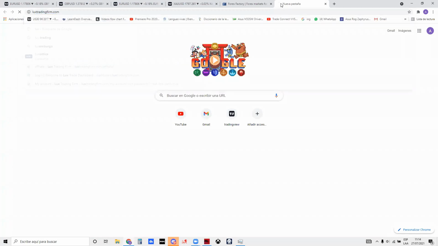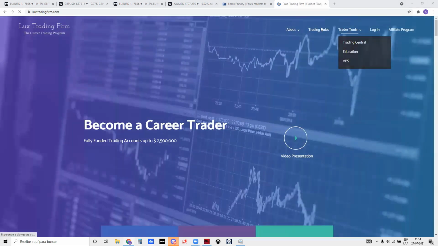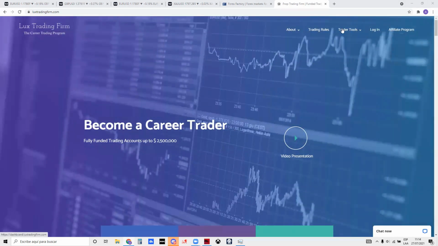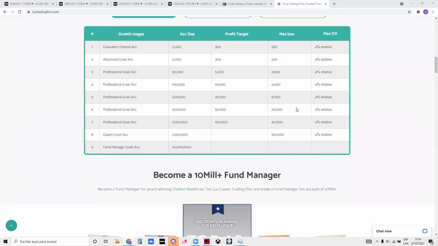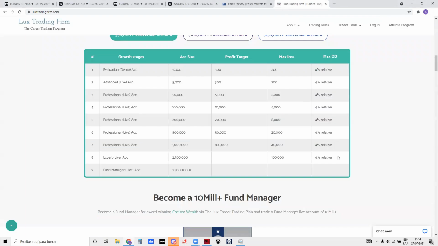This is not the best prop firm at all, but at least this was a free account. The bad thing about this is that you have 4% relative drawdown. Okay, so at any time you shouldn't lose 4%. That really sucks because it doesn't give you enough room of drawdown to trade with.